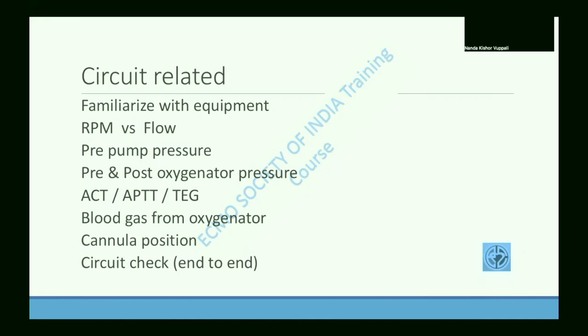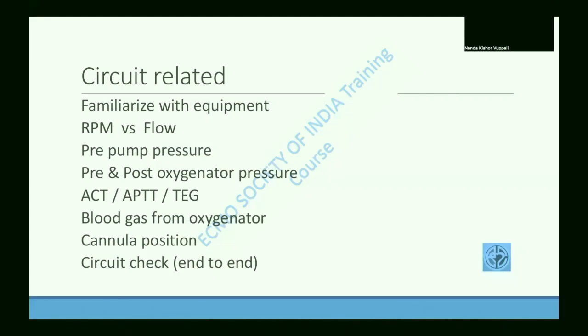Similarly, we also need to measure the pre and post oxygenator pressures. What we're interested in is the difference between the pre and post oxygenator pressure. There's no set number for this; again, it depends on what kind of oxygenator you use. Different oxygenators have slightly different numbers, but there's no specific number for any oxygenator. When a patient goes on ECMO, document the difference between pre and post oxygenator pressure. That is delta pressure.